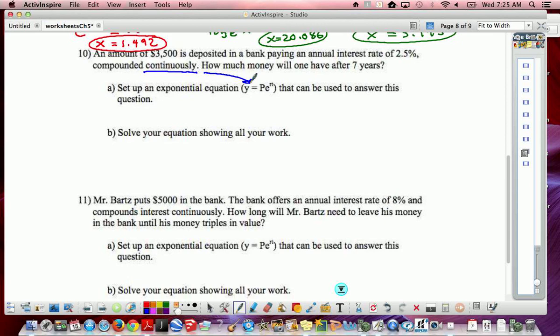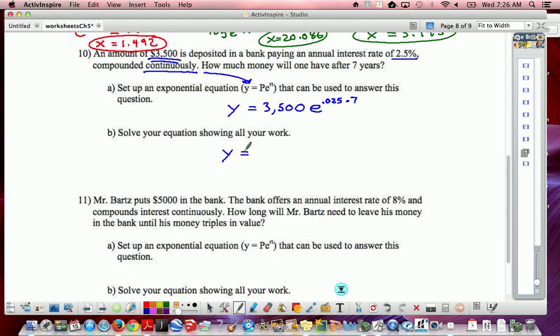So in part A, it just asks you to set up the exponential equation that can be used to answer this question. So we want to know the end amount y. The initial amount is our P, which we are told is 3,500. Then we have e, since it's continuously, and then we have to figure out what the rate is in the year. Our rate is 2.5%. Move that decimal over 2 spots, so 0.025, and our time was 7 years.